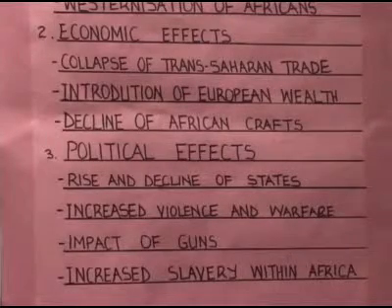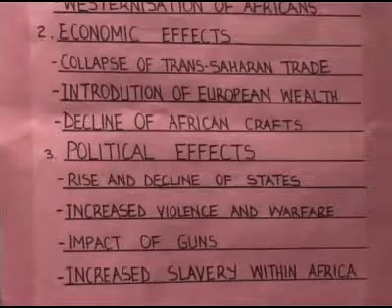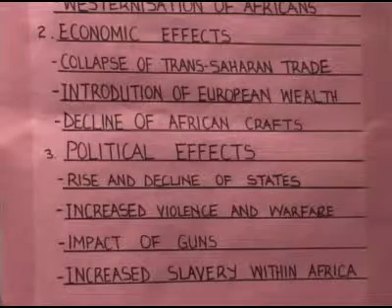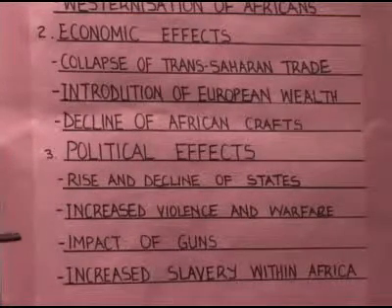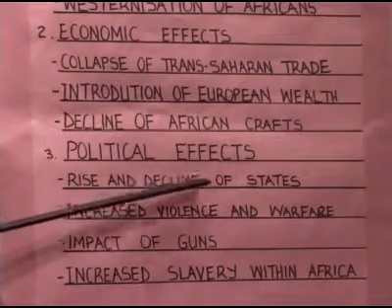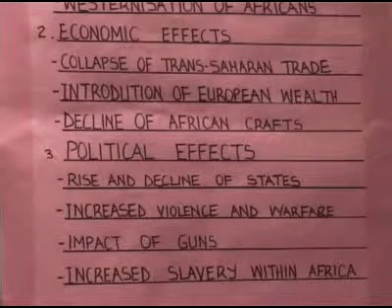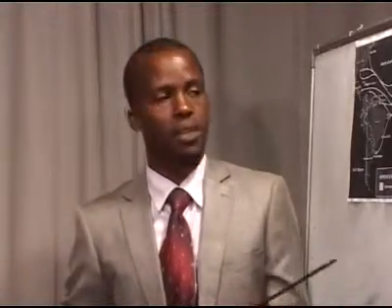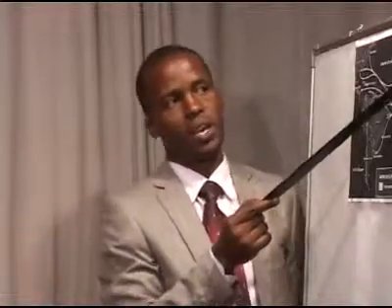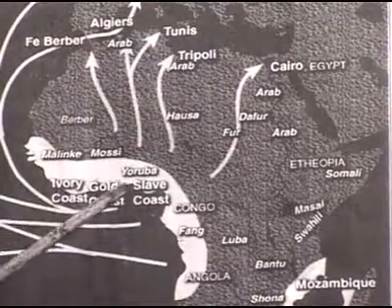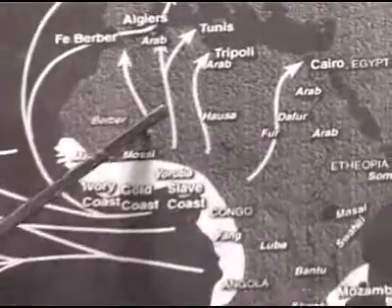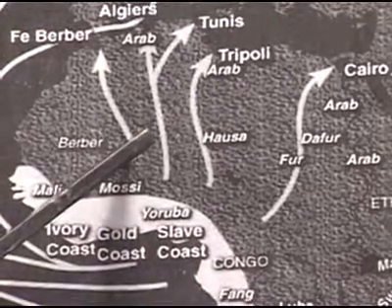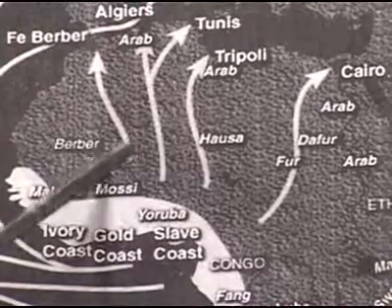The third reason is under political effects. Under political effects, we have the rise and decline of states. Most of the African states either increased their activities in Africa, but most of them declined. For example, let's go back to our map here. You see that there was a famous area in North Africa that was known for its trade, which was known as Timbuktu.